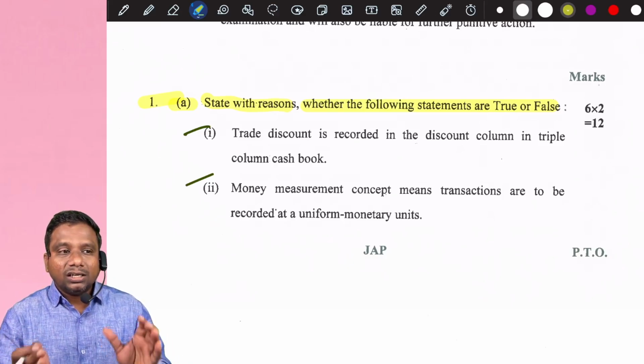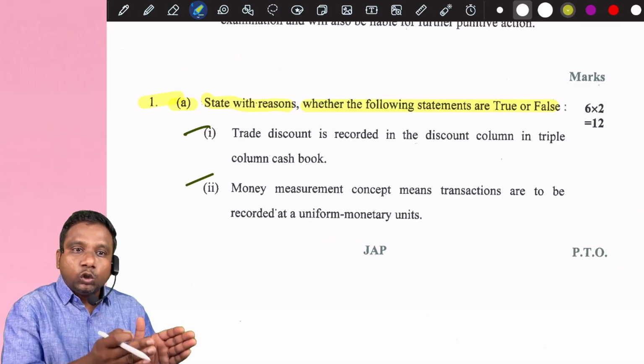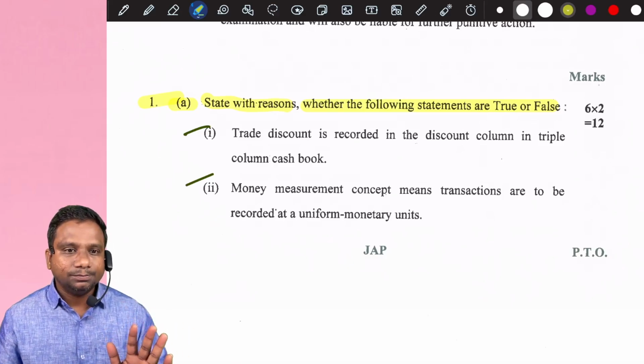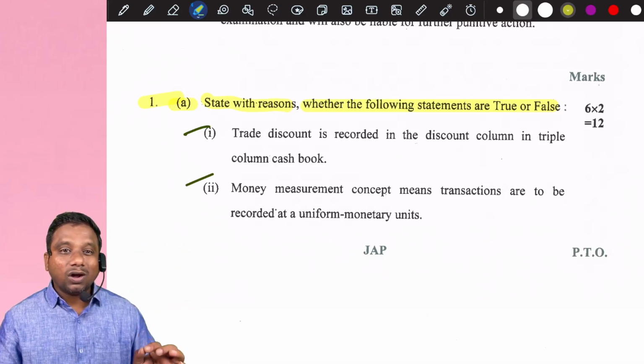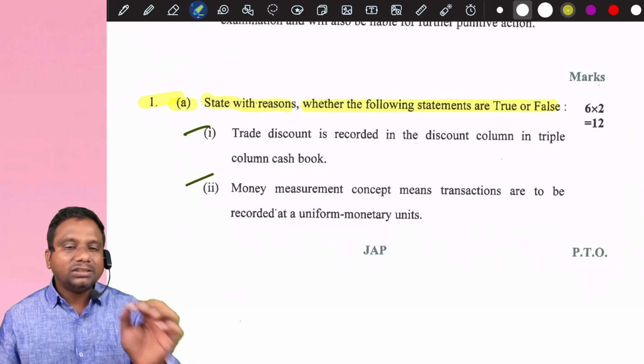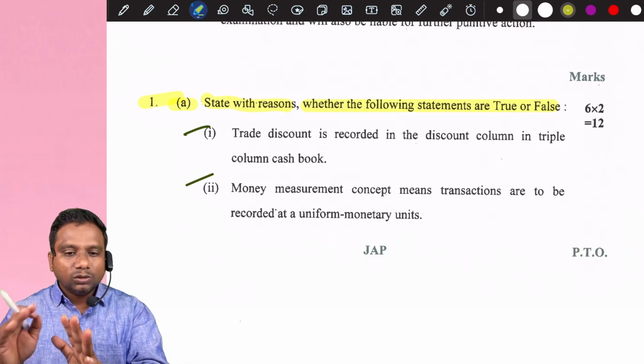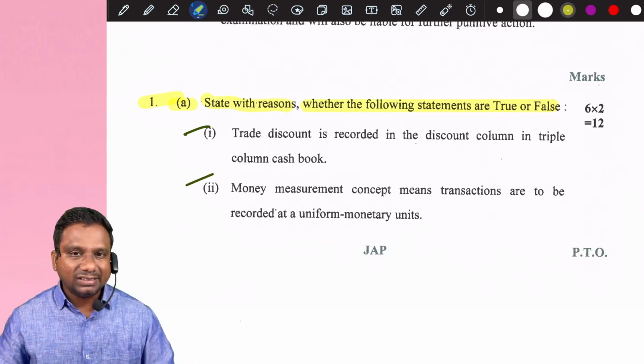And don't forget, if you simply write true or false, you don't get marks. 100% sure. Simply by writing true or false, you don't get marks. Compulsorily, you have to write the reason. So this is how we present the true or false statements.